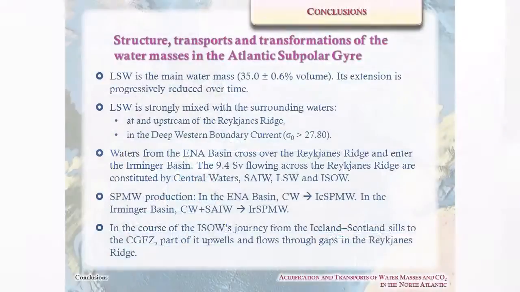Now I'm going to present the main conclusion of each one of the studies. For the first study, we conclude that the Labrador Seawater is the main water mass of the section, representing 35% of the volume of the section, but its extension is progressively reduced over time. The OMP results reveal that the Labrador Seawater is strongly mixed with the surrounding waters at and upstream of the Reykjanes Ridge and in the deep western boundary current.